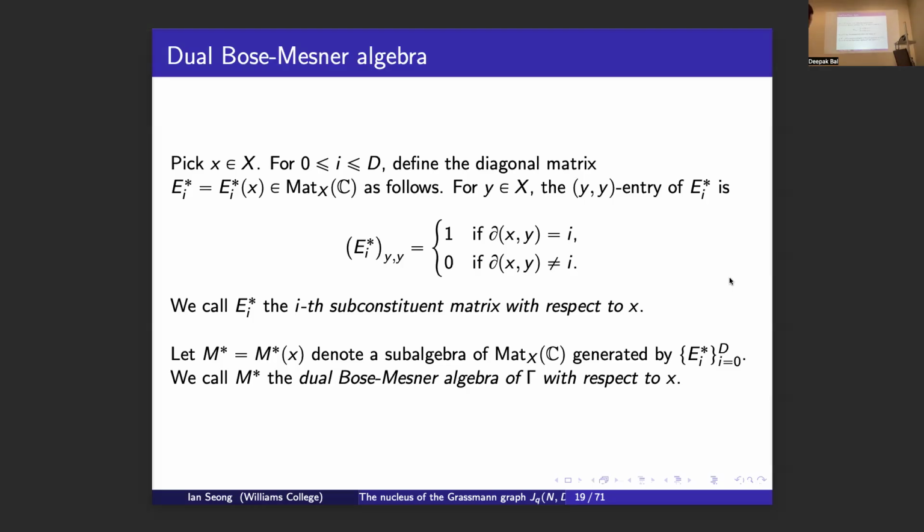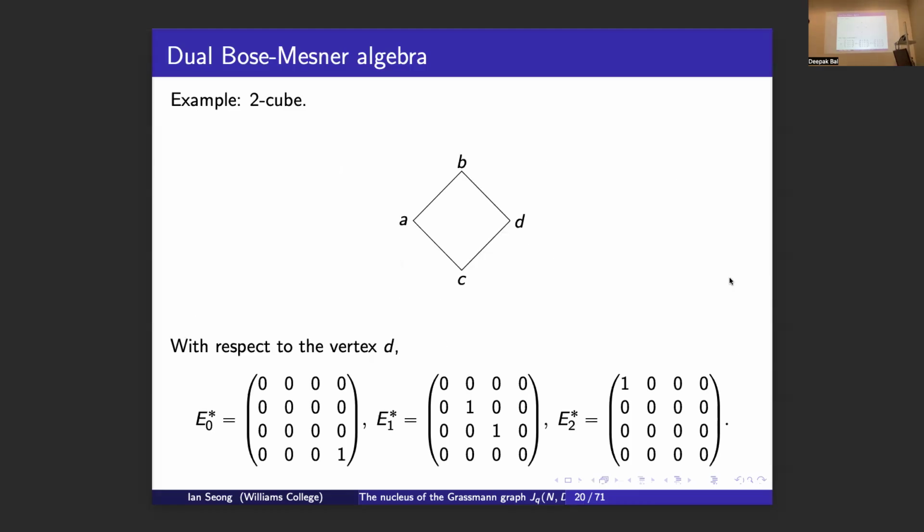Okay, again, let's try to look at an example where we have a 2-cube. In this case, we're going to pick a vertex D on the right. Once we have that, E0 star is going to be a diagonal matrix where only the DD entry is going to be 1, because D is the only vertex that is distance 0 away from D. E1 star is going to be 1 for the BB entry and the CC entry, because B and C are the vertices that are adjacent to D. And E2 star is going to have AA entry 1, because A is the only vertex that is distance 2 away from D.